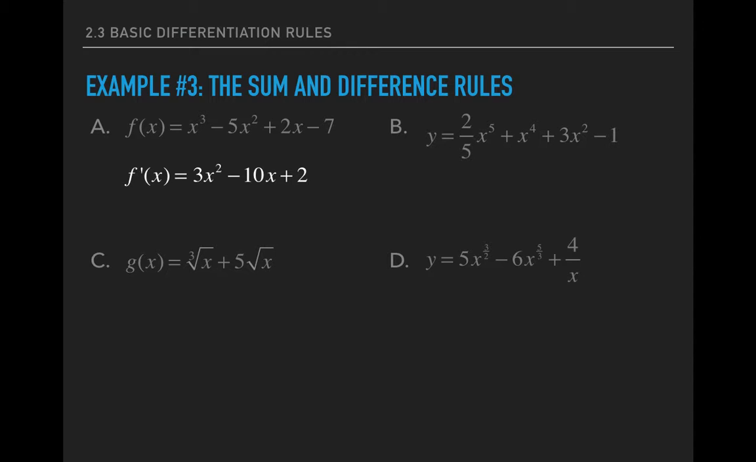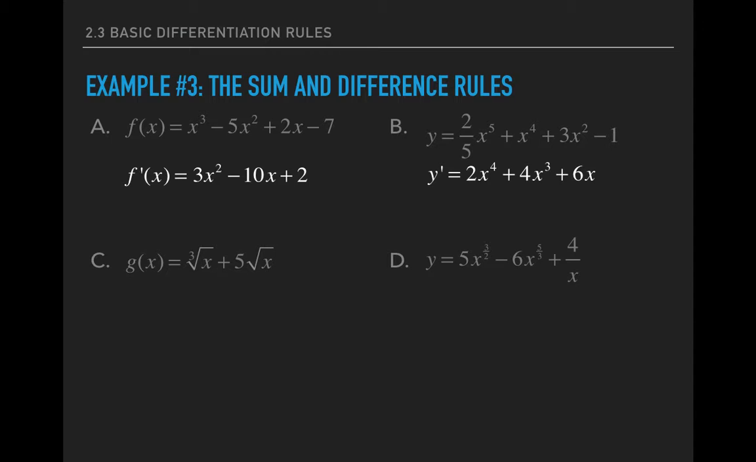Alrighty, now let's look at b. To find the derivative here, you'll take 5 times 2/5, which is 2, and decrease the power by 1, that's 4. The second term, the derivative is 4x cubed. The third term, the derivative would be 6x, and the derivative of a constant is 0, so we can leave that off.